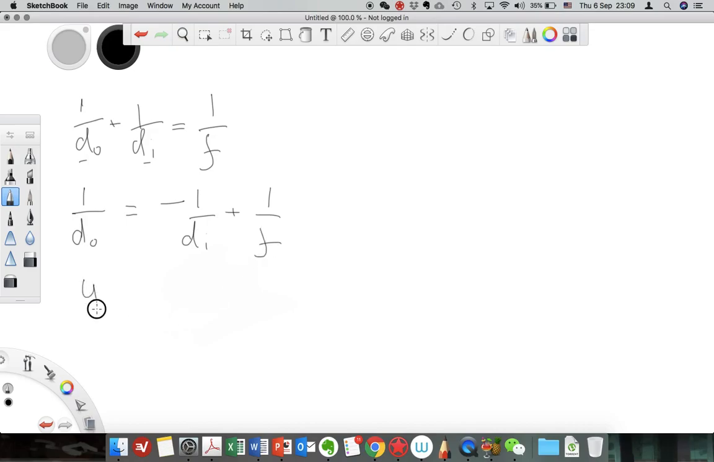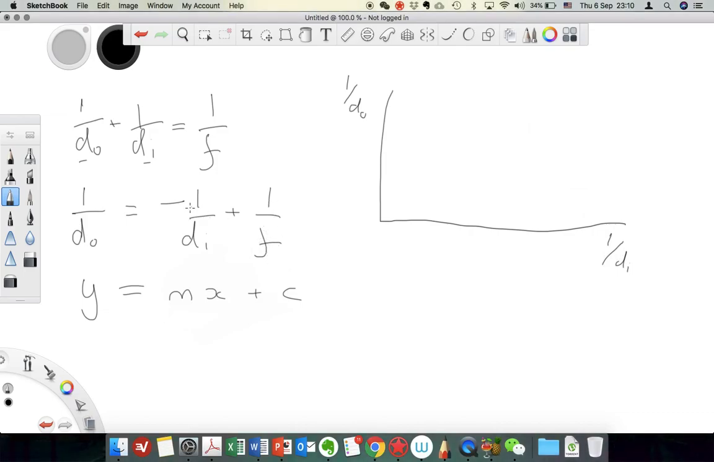And now we have an equation of the form y equals mx plus c. So y is the variable on the y-axis, so we can take this down here and draw this just to give you an illustration. So the y-axis, this one up here, will be 1 over dO, and the x-axis will be 1 over di. And there will be some intercepts, which will be 1 over f, and there is a gradient, because we have a negative sign here. So, what does this actually look like?